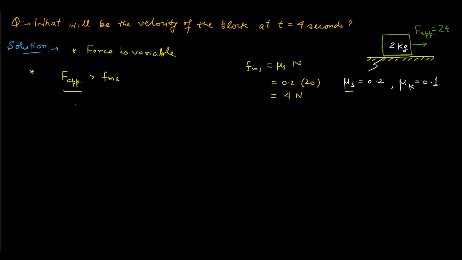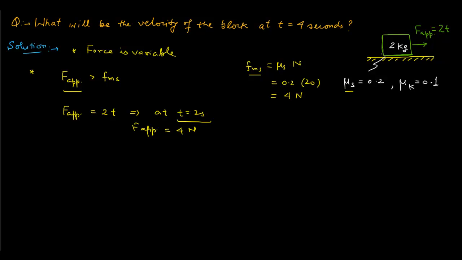And when the applied force becomes 4 Newton, so the applied force is equal to 2t. So this shows that at t equal to 2 seconds, this applied force becomes equal to 4 Newton. So after t equal to 2 seconds, the applied force becomes more than the force of maximum static friction.